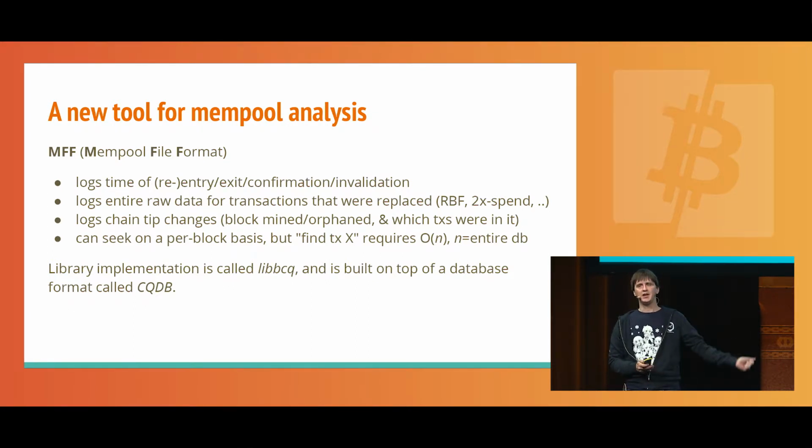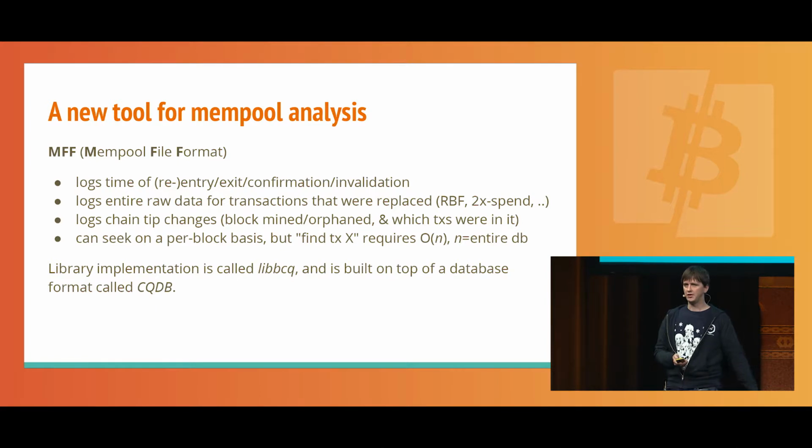If a transaction is invalidated, it stores the entire raw transaction data right into the log. So you can always get that out. And when a block is mined, it will store the block. When the block is unmined, it will point that out, say that it's no longer there. And you can seek through this log file on a per block basis. So I can go to block 500,000 if I want to.